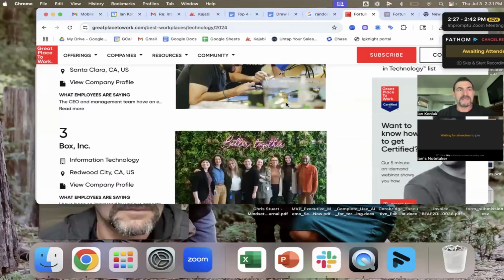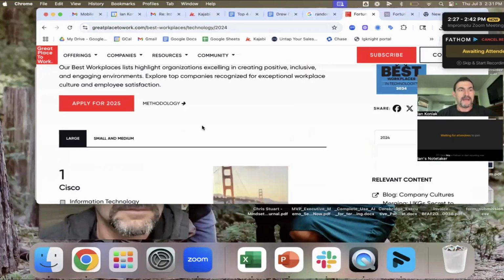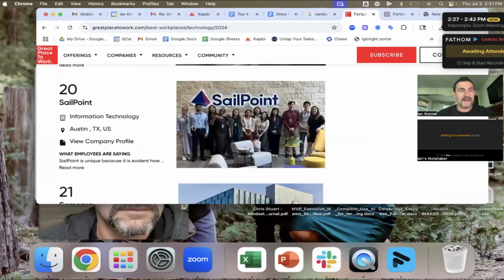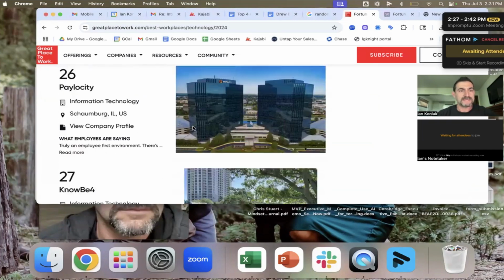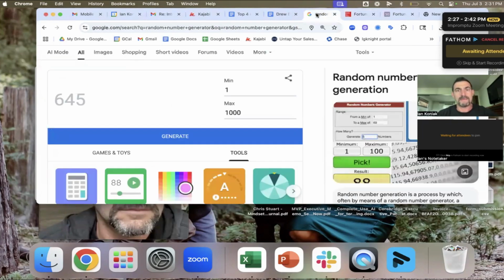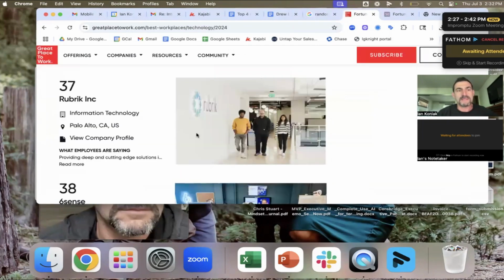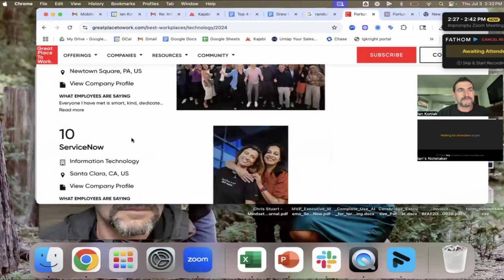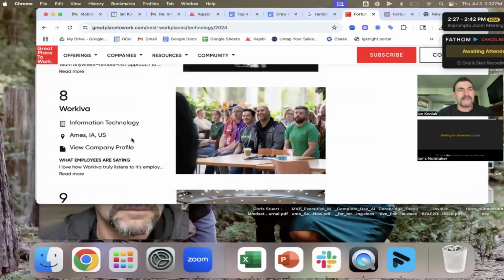If you look here, I have a list of the top, I think it's 40 tech companies to work for from Fortune magazine. So there's 40 total, random. So I'm going to go to a random number picker. I'm going to make the max 40 and let's generate a number. So number 8, let's see who that is. So number 8 is Workiva. I haven't even heard of Workiva, just to give you context. I'm glad it picked that.